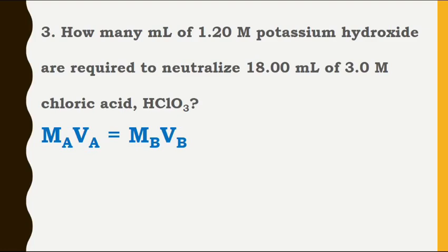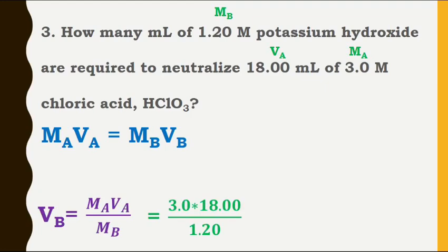This last example is a little different. It is asking us to find volume of this base solution here. So I have the molarity of my base that is required to neutralize this volume of this molarity of my acid. And so even though I am solving for my volume of my base, which is like the opposite thing of what I was solving for before, I'm still multiplying together the numbers that go together, dividing by that third number that I've got.